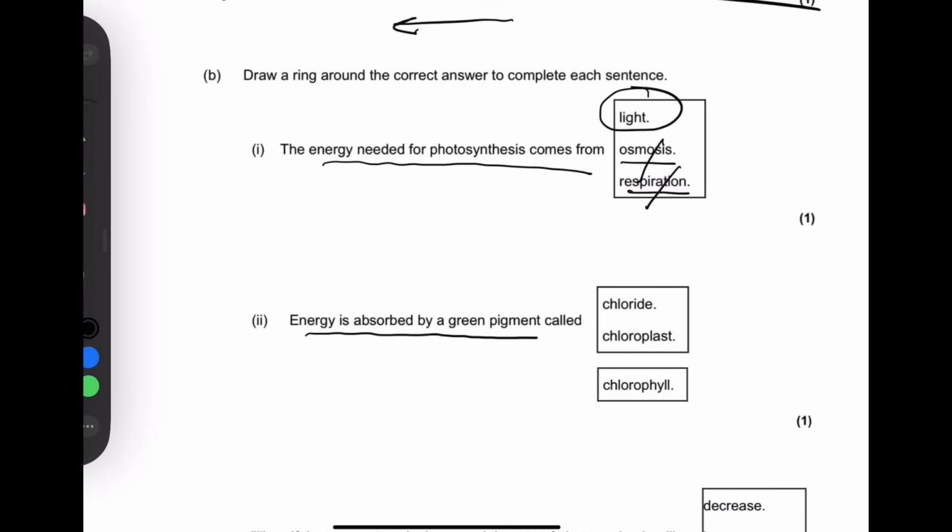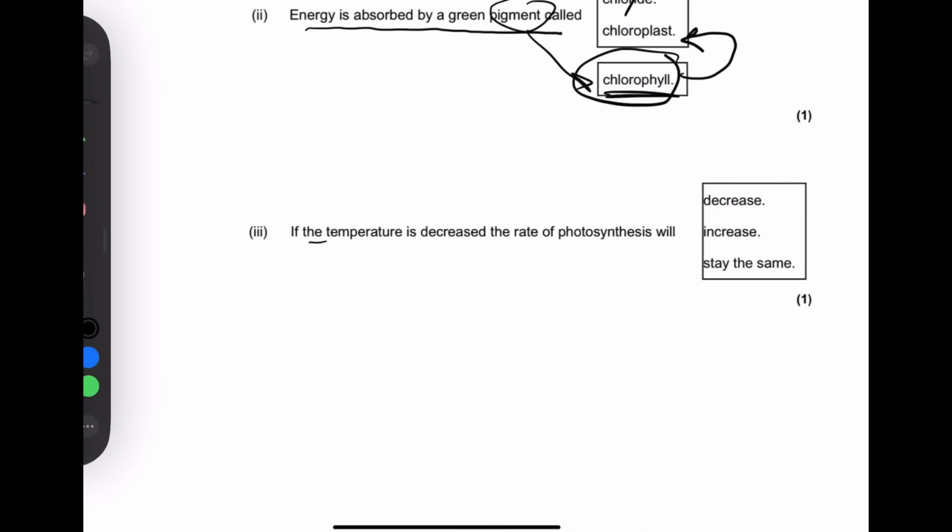Energy is absorbed by a green pigment called chlorophyll. So chlorophyll is inside chloroplast, but the pigment itself is called chlorophyll. So we need to make sure that you know the difference between them. Chloride is just a chemical, it's not that. If temperature is decreased, the rate of photosynthesis will decrease. This is because temperature is directly proportional. So if temperature increases, photosynthesis will also increase, and vice versa. And this is just because temperature is very closely correlated to light.